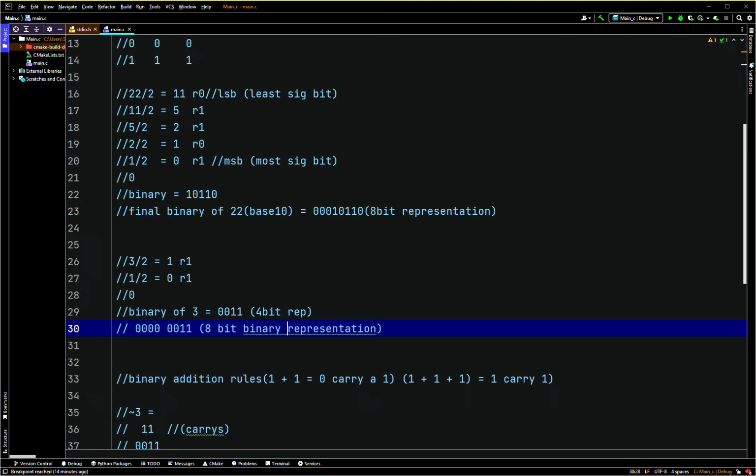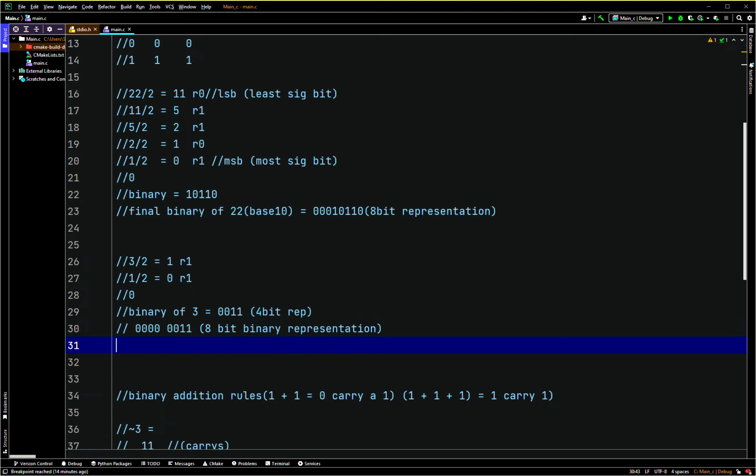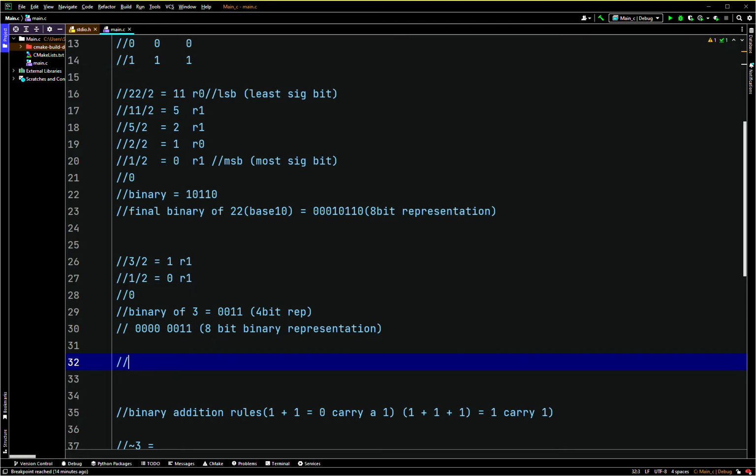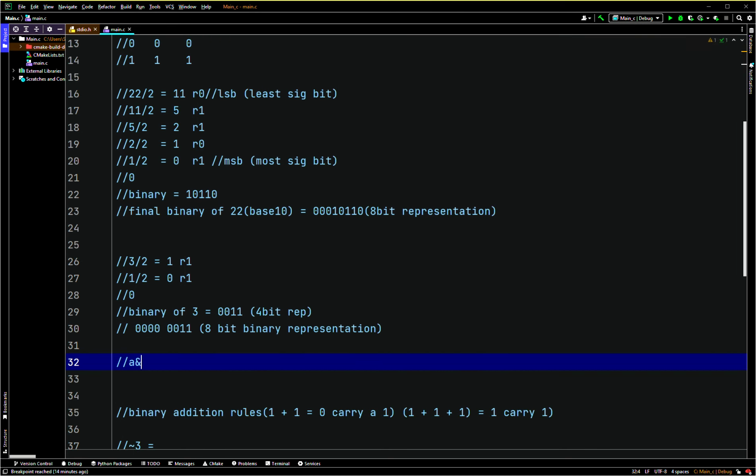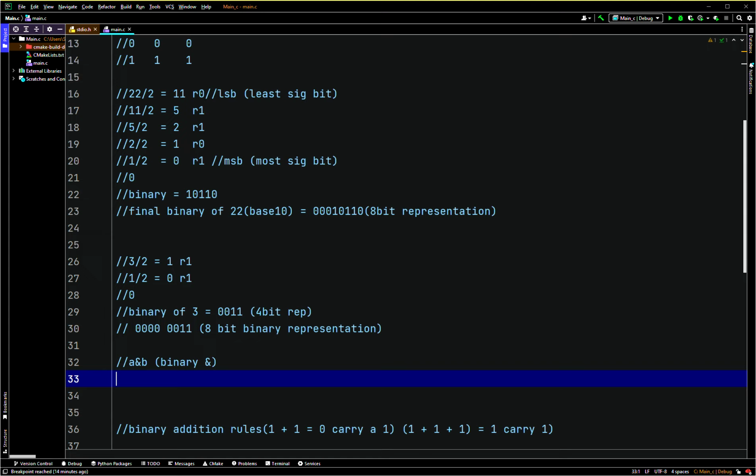Binary representation. Okay, so now let's say we want A and B. We want binary AND. So we're going to have to stack the binaries on top of each other. I don't think it matters which one you do on top, to be honest.